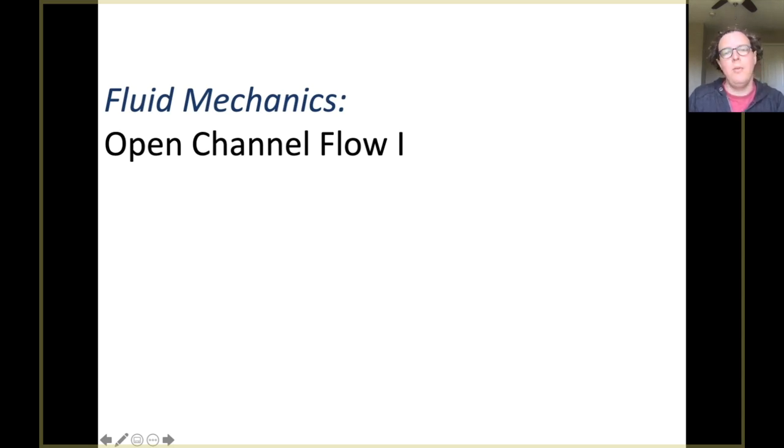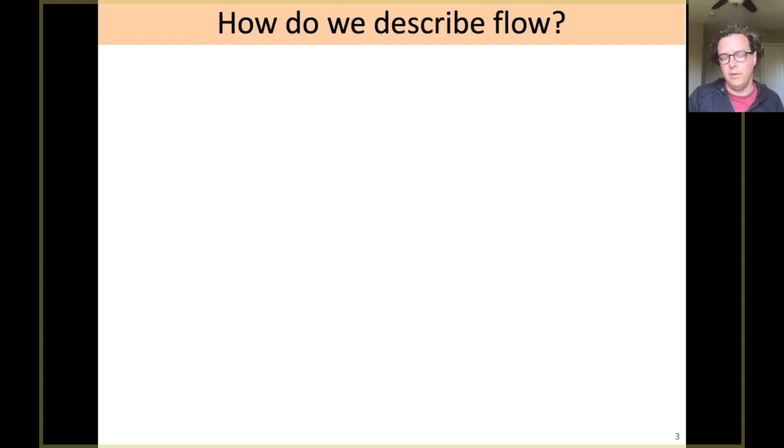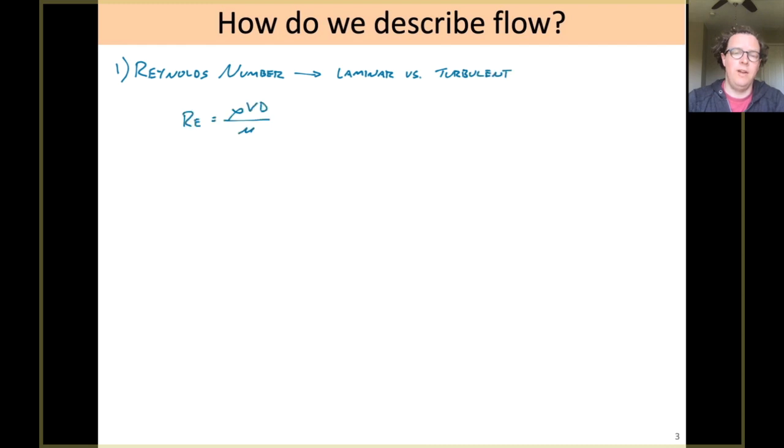So I want to start open channel flow by thinking about how we describe flows. And so one way that we describe flow that you're already familiar with is Reynolds number. Reynolds number we've defined was density times velocity times a representative length scale, d for pipe diameter, for example, divided by fluid viscosity. And we used Reynolds number to differentiate 2 types of flow, laminar flow versus turbulent flow. And those had very different characteristics in the way that they move, the way they interact with the environment, and the quantitative predictions that we use.